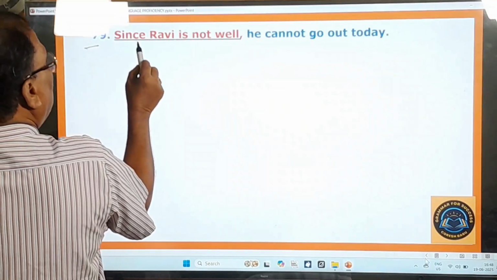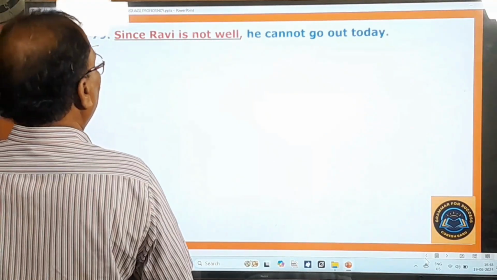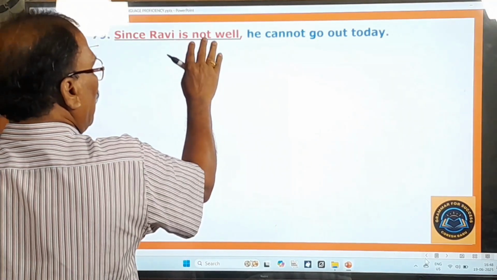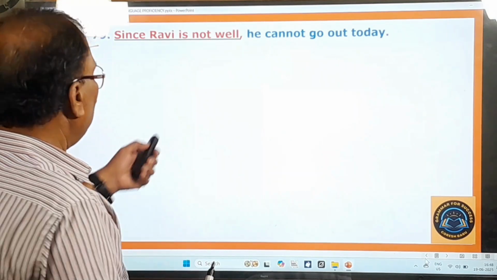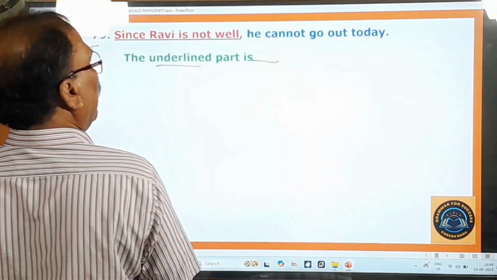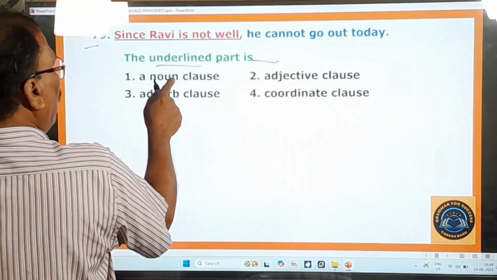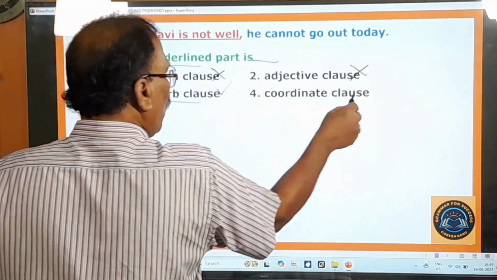79th question. Since Ravi is not well, he cannot go out today. In this statement, this part of the sentence is underlined, and we do not know what the examiner is asking you to do. Let us look at the actual question. The underlined part is, what is this underlined part called? A noun clause? No. An adjective clause? No. An adverb clause? Yes. A coordinate clause? No.